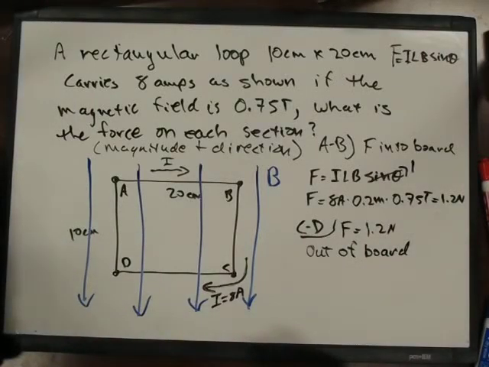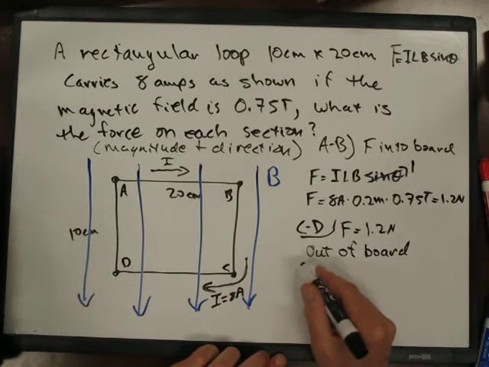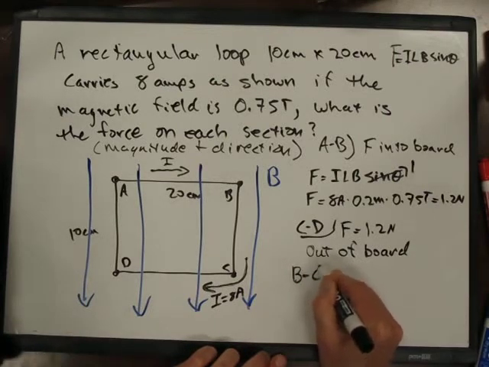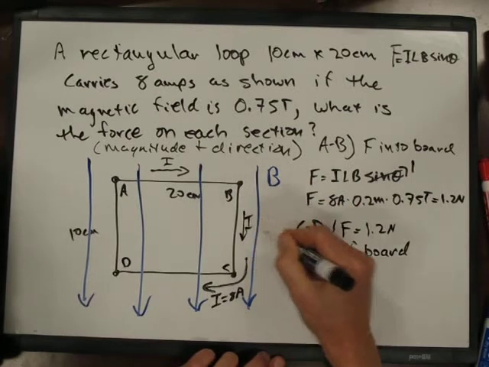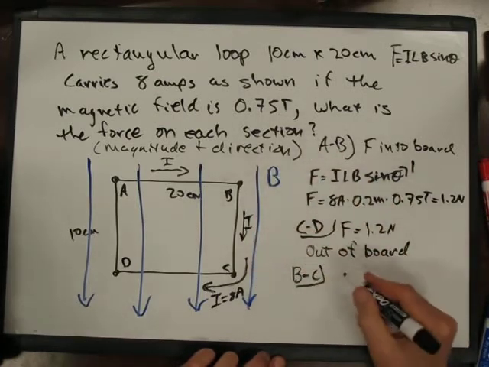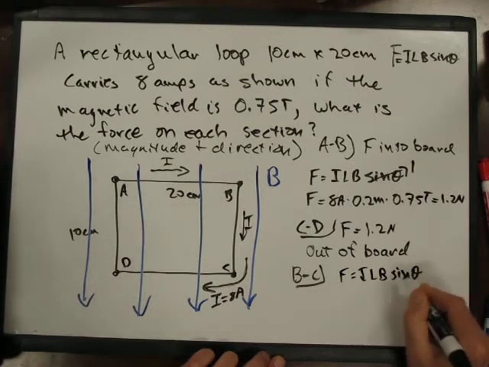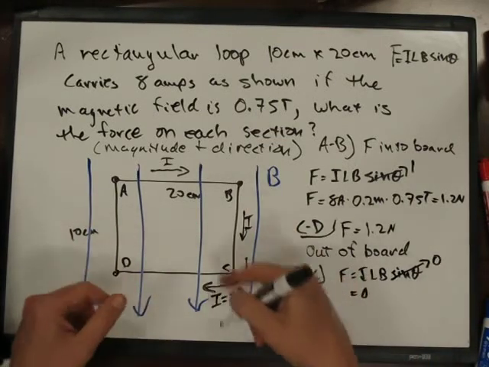Right. And so finally, let's look at these sides. And let's look at BC. Notice the direction of the current is this way, and the direction of the magnetic field is that way. And so F equals I L B sine theta. Theta equals 0, and so this term is just 0. And so there's no force on the sides.